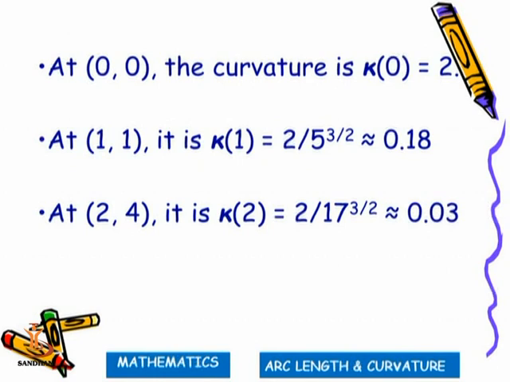That is, substitute the value x is 0, y is 0. So curvature is 2. If we want the answer at different points, we can substitute the value x equal to 1, and we have this answer. If we substitute x equal to 2, so the curvature at (2, 4), we have this answer. You can see the answer on the screen.